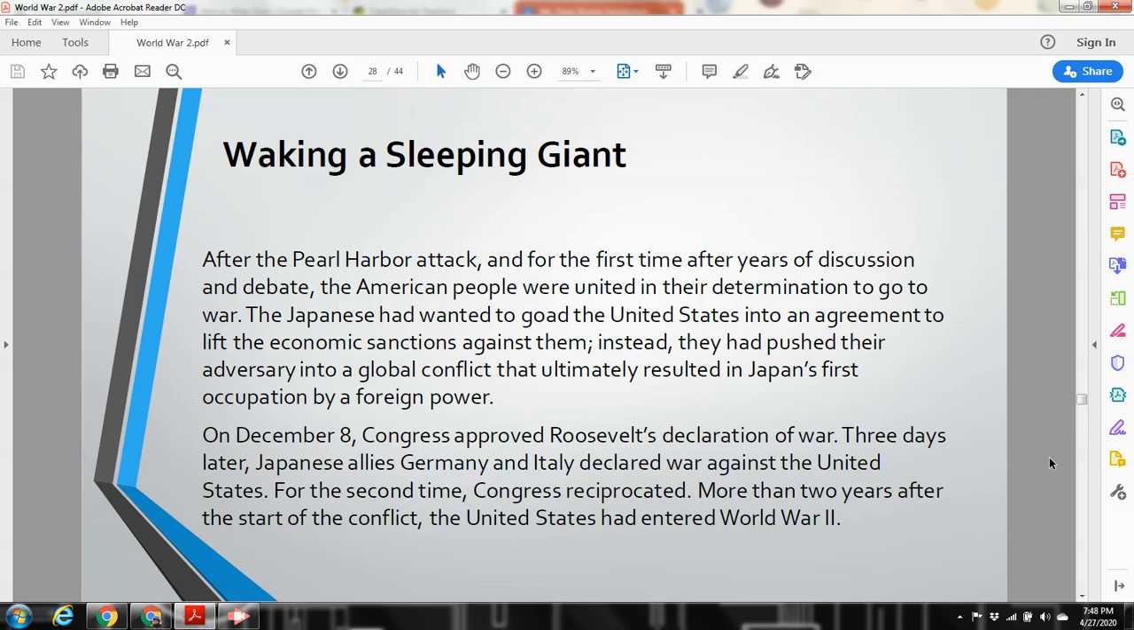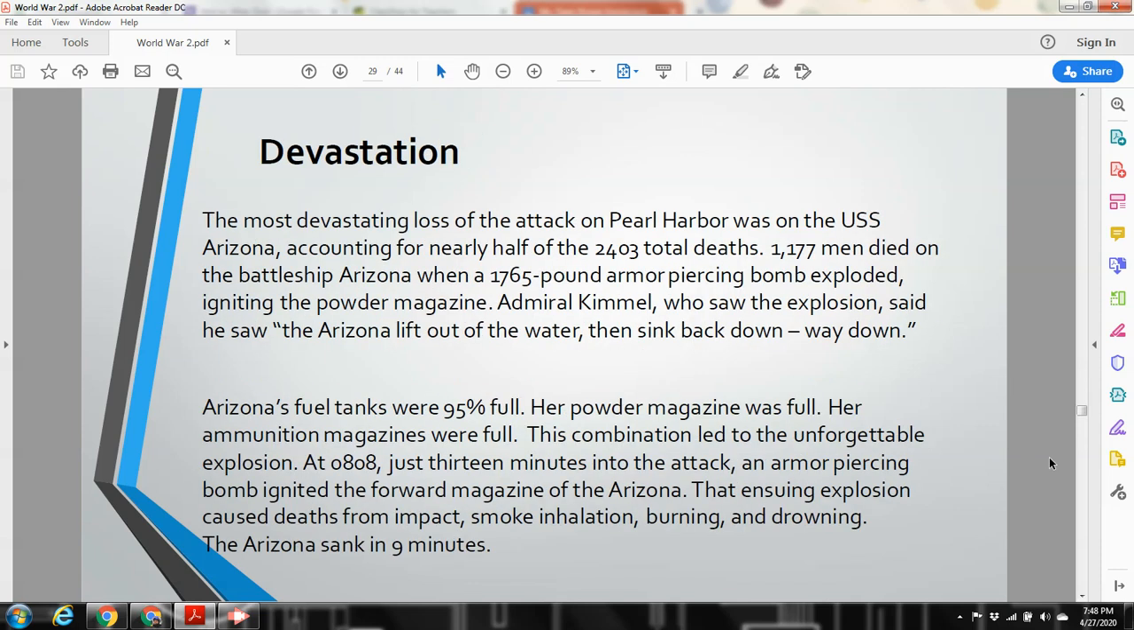So, like I said, on December 8th, 1941, Congress approved Roosevelt's declaration of war. 3 days later, the Japanese allies of Germany and Italy declared war on the United States. For the second time, Congress reciprocated, and more than 2 years after the start of the conflict, the United States entered World War II.